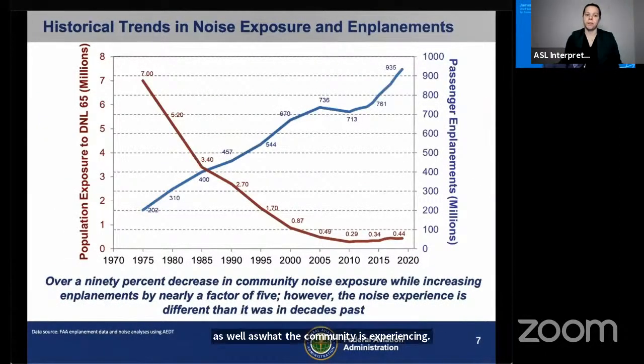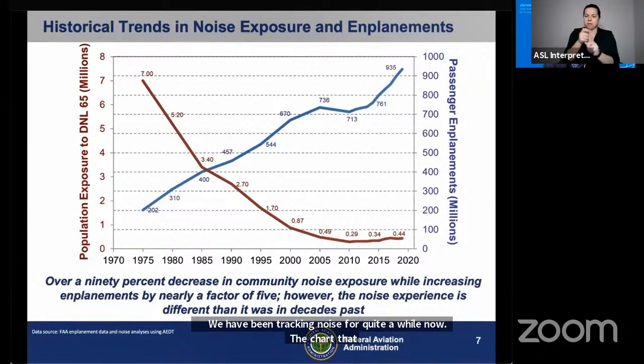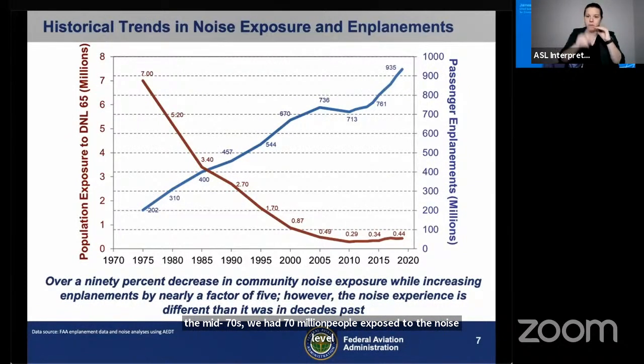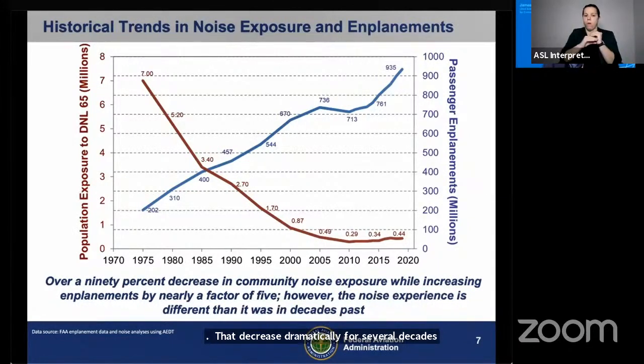And we've been tracking noise for quite a while now. So the chart that you're looking at now shows the number of people who are exposed to a day-night noise level of 65 dB, and these number of people since the 1970s that are exposed. And our data shows that in the mid-70s, we had roughly 7 million people exposed to this particular noise level. That level decreased dramatically for several decades, and then over the last decade has been fairly constant at a lower level, roughly a 90% decrease in community noise exposure.